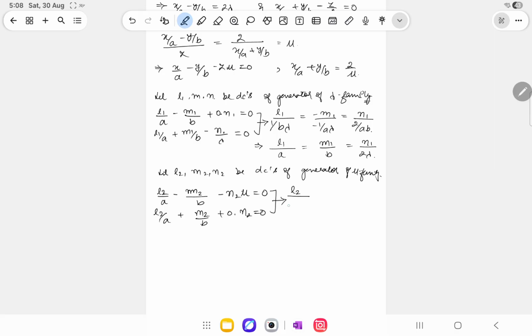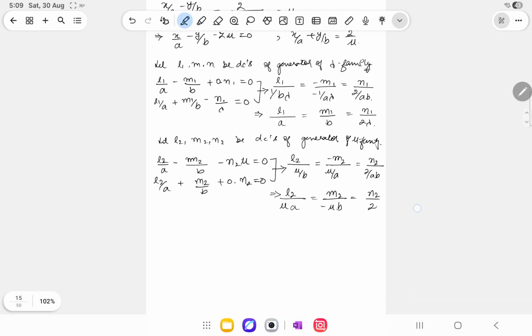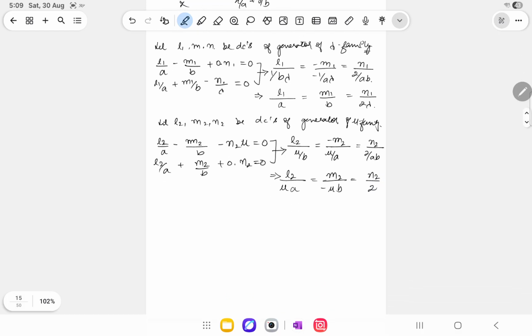So I'll be getting mu by b is equal to minus m2, mu by a is equal to 2 by ab, which is also equal to l2 by mu a equals m2 by minus mu b equals n2 by 2. So these are basically the direction cosines of the generators. This one is for the lambda family and this one is for the mu family.